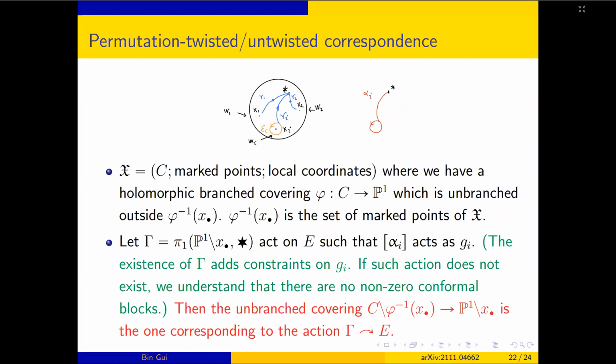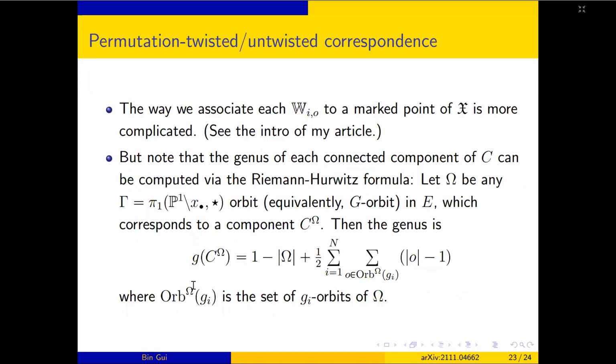And then if these requirements are satisfied, then we can define the action of the fundamental group on the finite set E, and this action determines a covering space of the sphere with the mark points removed. These unbranched coverings outside the marked points could be extended to a branched covering on the compact Riemann surface. So this unbranched covering could be extended in a unique way to a branched covering from C to P1. So this actually uniquely describes the branched covering. So this is how we construct this branched covering. And the way we associate the modules to the marked points is more complicated, so I will not talk about this today.